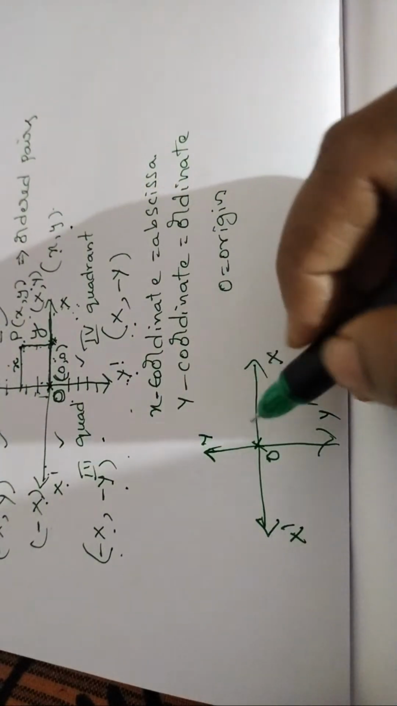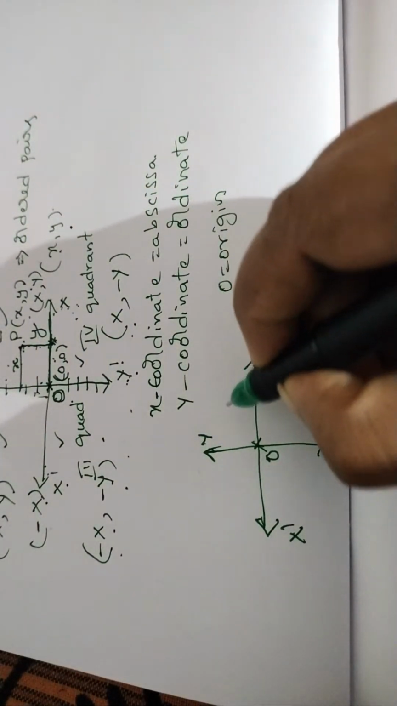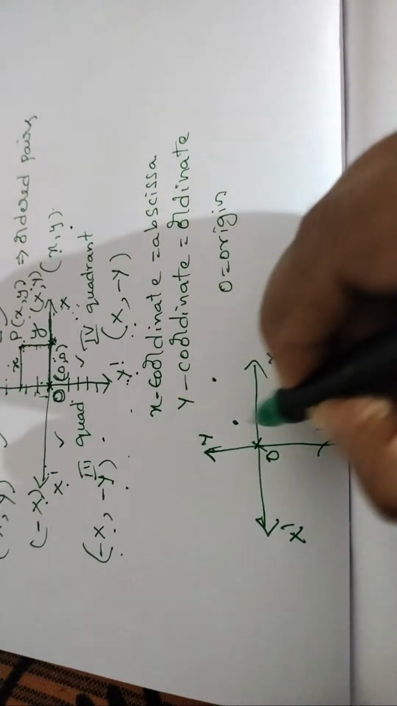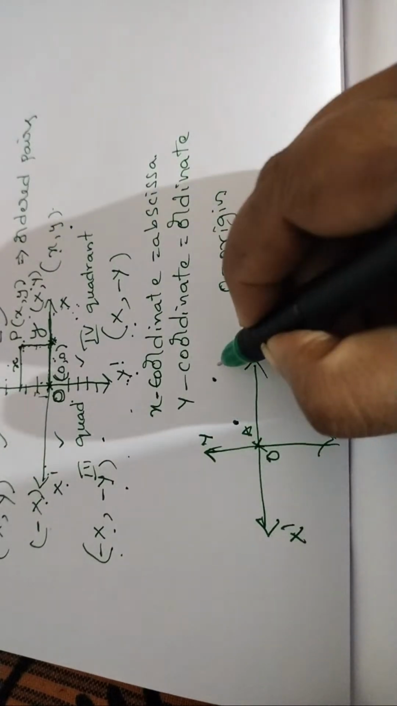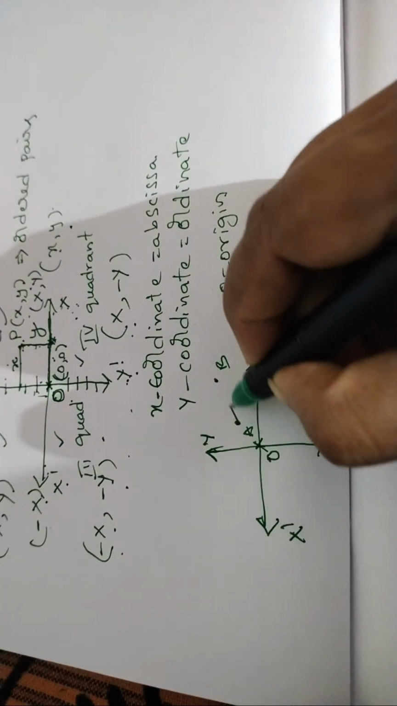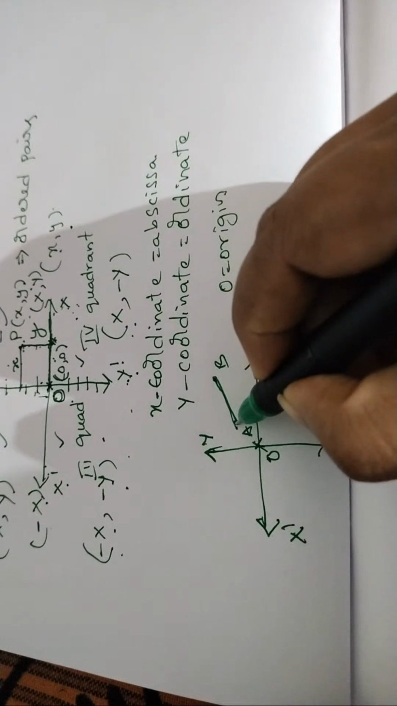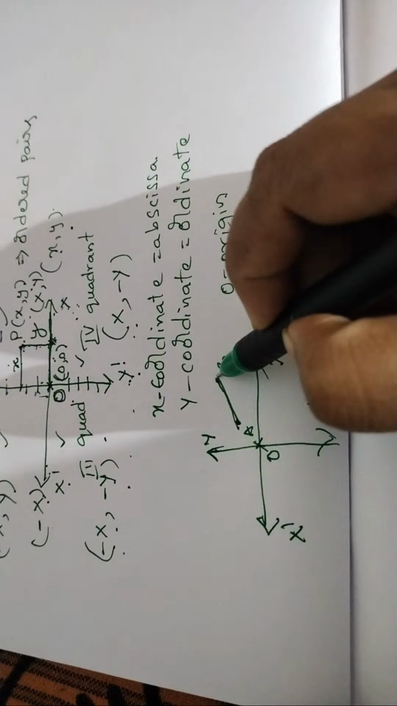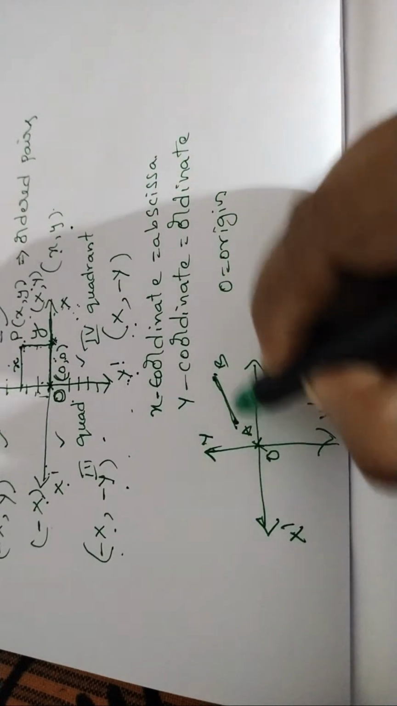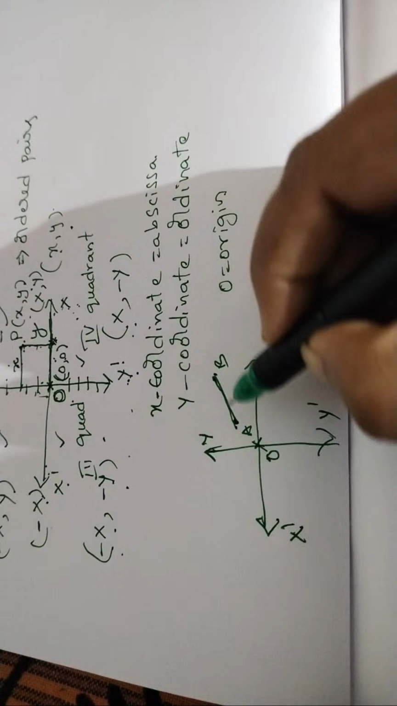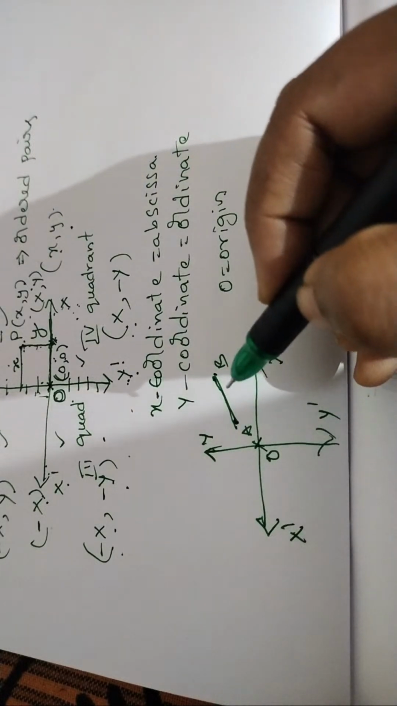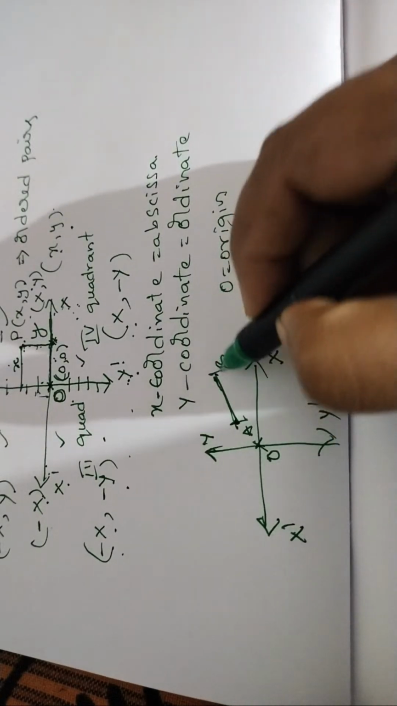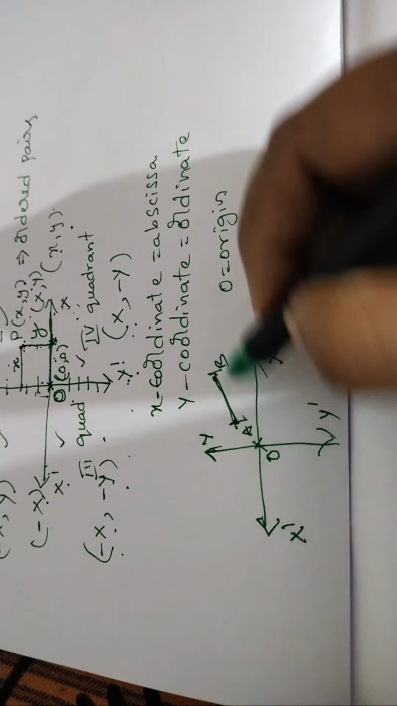Now I want to take a point A, and I will take another point B. Suppose it is point A and point B. I want to join these 2 points. I joined these 2 points, A and B. And now I want to find the distance between these 2 points. How much distance is there? How can we find it?